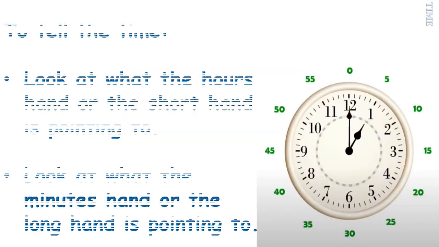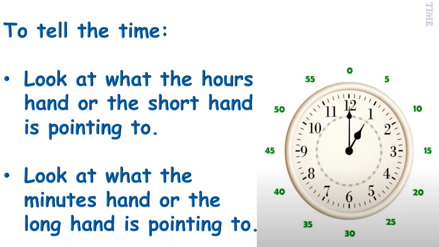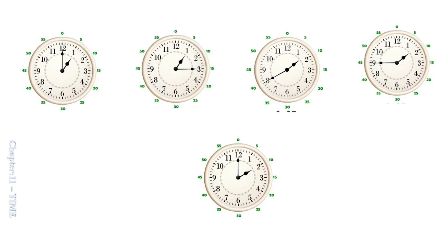Now let us try reading and measuring some time here. To tell the time, look at what the hour hand or the short hand is pointing to and then look at what the minute hand or the long hand is pointing to. By doing this, we can very easily measure time. Let's quickly try measuring time here in the given clocks.